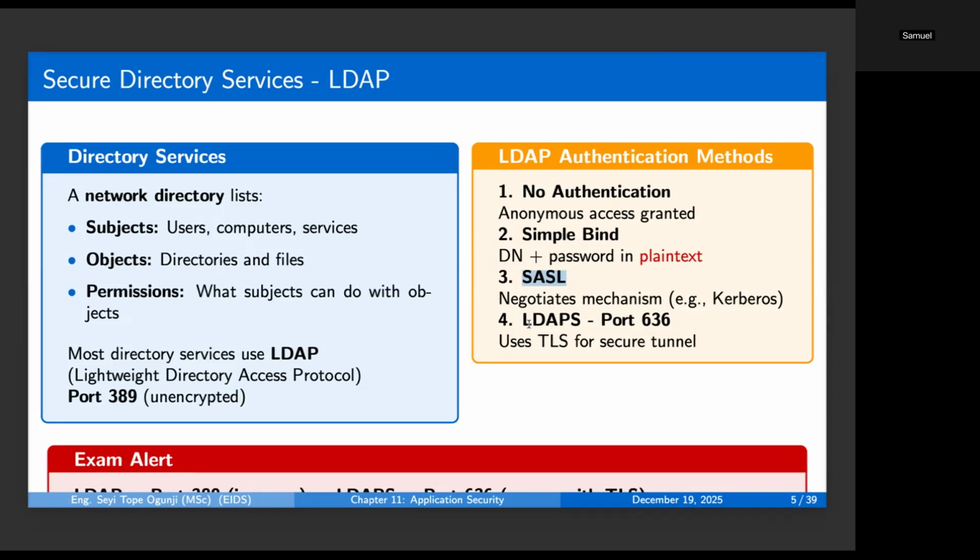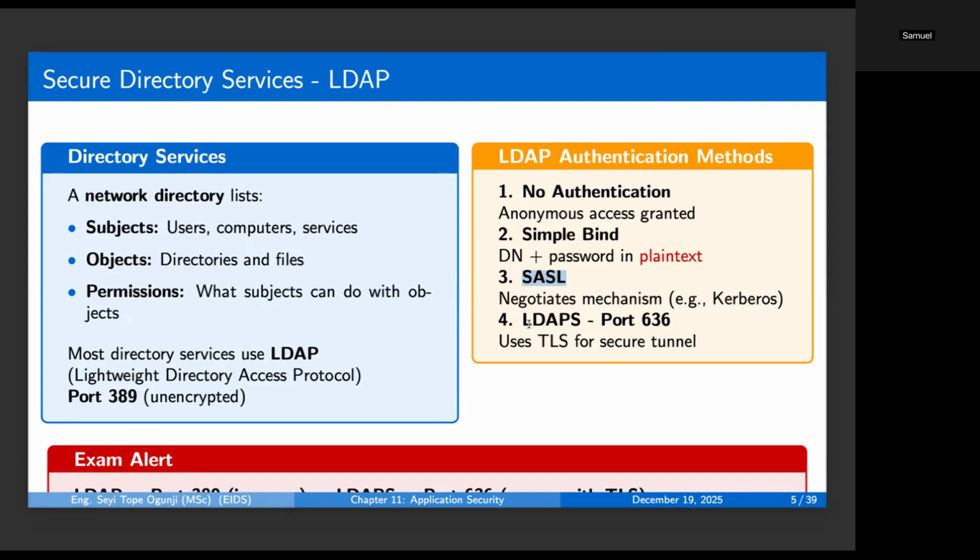636. So this port uses TLS for secure tunnel. So this one is secured, unlike LDAP that is unsecured or unencrypted. So it uses TLS for encryption. TLS simply means transport layer security. So what do we mean by this? It simply means a way of scrambling your information to ensure that the right person has access to read such a scrambled message.